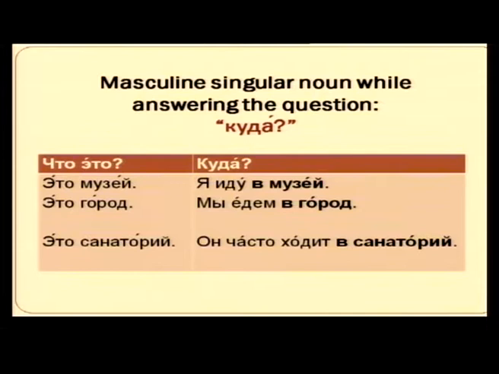Here, if we pay attention, we have used nouns of masculine gender in singular: музей, город and санаторий. We have used the question куда, where we will be using the verbs of motion in their conjugated forms. The first one is это музей. This is a museum. Я иду в музей. I am going on foot to the museum. Это город. This is a city. Мы едем в город. We are going to the city. Это санаторий. This is a sanatorium. Он часто ходит в санаторий. He often goes to the sanatorium.